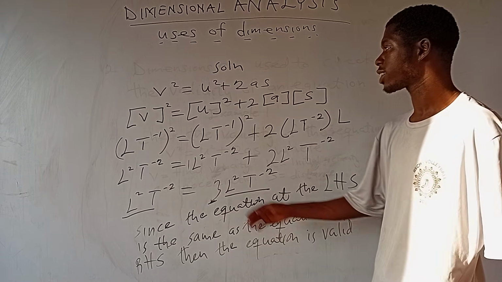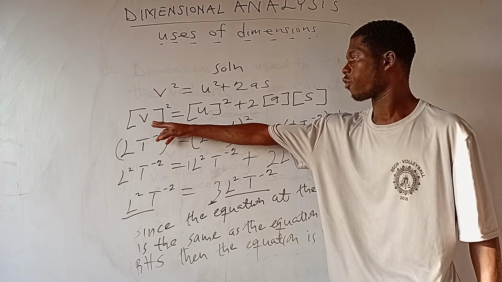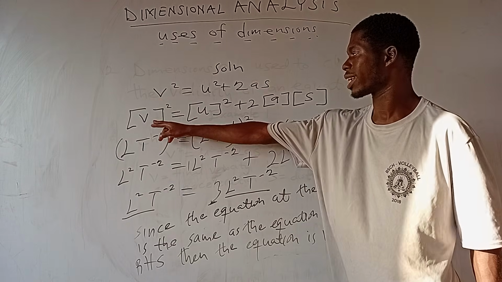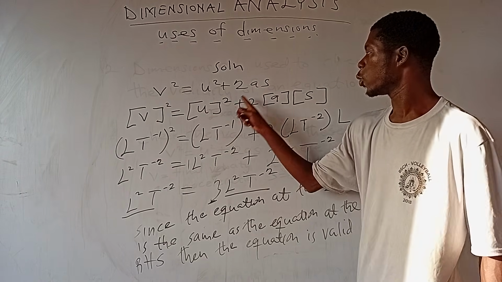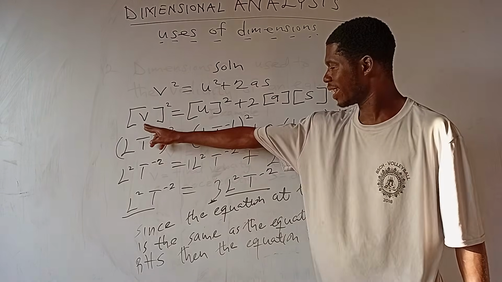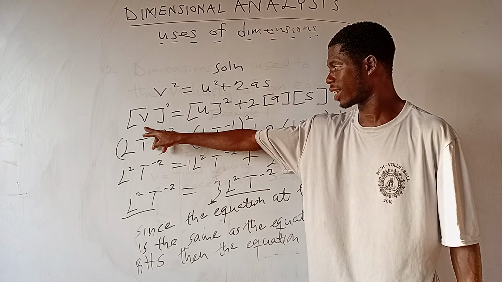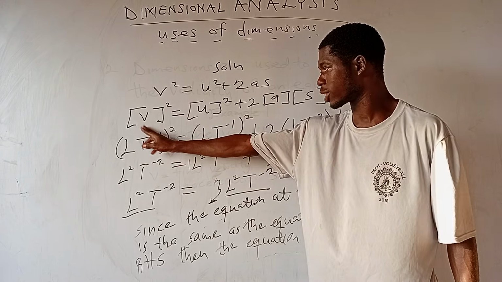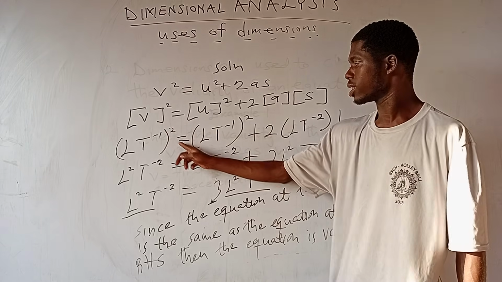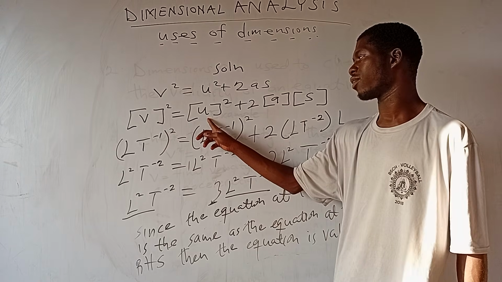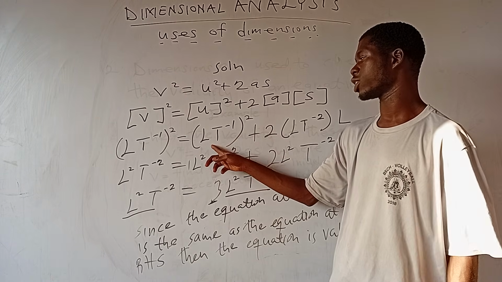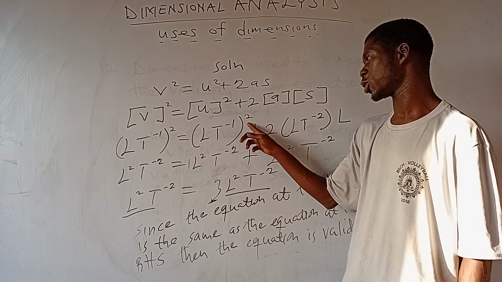So as I said first, we take the dimension of all the terms. So we take the dimension of V, the dimension of U, the dimension of A, the dimension of S. V is the final velocity. If you take the dimension of it, it's LT^-1, but it is squared, so square it. Equal to U, the initial velocity. The dimension of it is LT^-1 as well, but it's squared, so you square it.